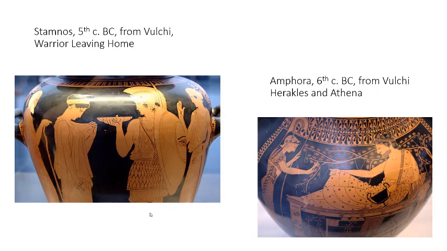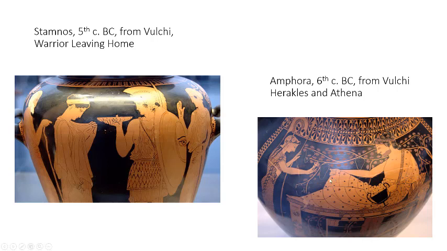Stamnos, which is probably used for drinking as well. This particular piece is again coming from an Etruscan context, but it would have been imported into Etruria. This is also an interesting scene because what we're seeing here is a warrior that's leaving home to go to battle. This is our warrior going off, and he's going to be making a dedication to the gods, and this is presumably his mother, who is very sad to see him go.